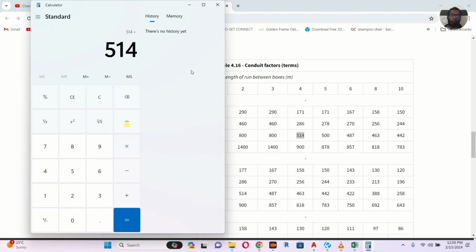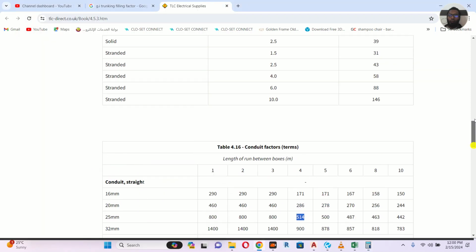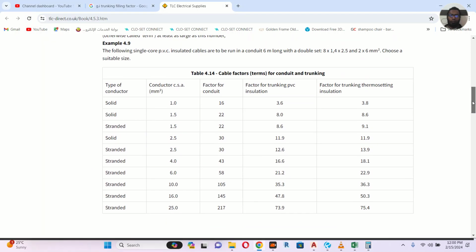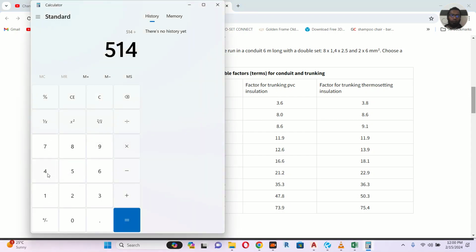Divided by, if we are using 4 mm wire, the factor in the conduit for 4 mm is 43. So 514 divided by 43. How many wires can we run? Around 11. Forget about the decimal point. Around 11 wires we can run, but we cannot take it like that. It will be very tight.